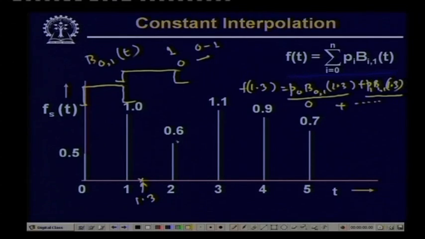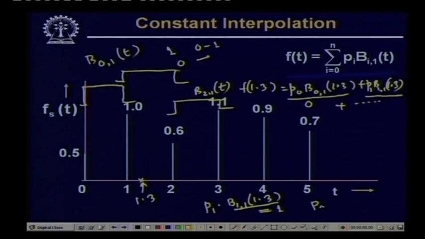Similarly, p 2 b 2 1 has value 1 within the range 2 to 3. Within this range b 2 1 t is equal to 1, and beyond this b 2 1 is equal to 0. So, when I try to compute the value at point 1.3, this will be nothing but p 1 into b 1 1 1.3, and this is equal to 1. So, the value at this point will be simply equal to p 1. In this case it is f 1, and for any other values of t within the range 1 to 2, the value of f t will be the same as f 1 or p 1.